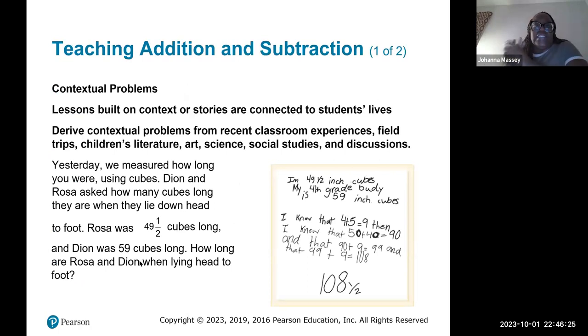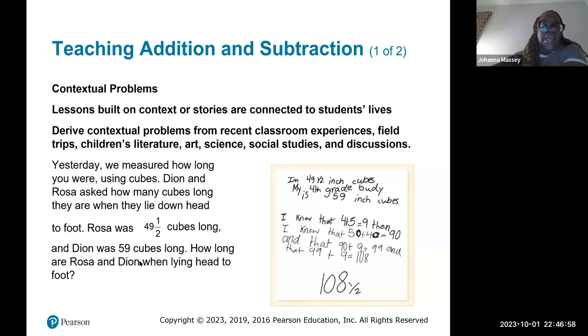So when teaching addition and subtraction, you start off with contextual problems. Start off with context in the problems, and make it relevant to their lives. Derive contextual problems from recent classroom experience, field trips, children's literature, art, science, social studies, something that relates to them, and have a discussion. Look at the problem they have here: yesterday we measured how long you were using cubes. Well, that's something that happened in class.